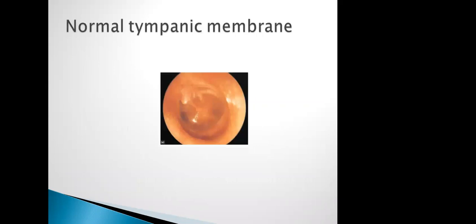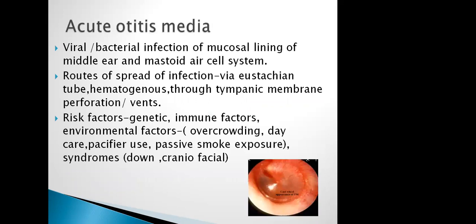Next are the diseases of the tympanic membrane. Most common is acute otitis media, in both pediatric and adult groups. It is actually a viral or bacterial infection of the mucosal lining of the middle ear and mastoid air cell system. The most common route of infection is via the eustachian tube because of the negative pressure in the middle ear.